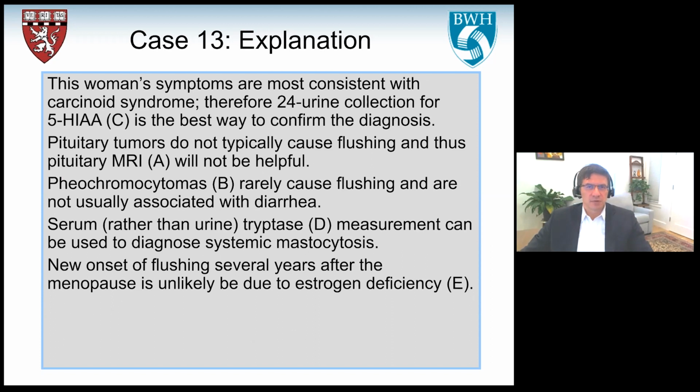This woman's symptoms are most consistent with carcinoid syndrome. Therefore, 24-hour urine collection for 5-HIAA is the best way to confirm the diagnosis. Pituitary tumors do not typically cause flushing, and thus pituitary MRI will not be helpful. Pheochromocytomas rarely cause flushing and are not usually associated with diarrhea. Serum, rather than urine, tryptase measurements can be used to diagnose systemic mastocytosis. New onset of flushing several years after menopause is unlikely to be due to estrogen deficiency.